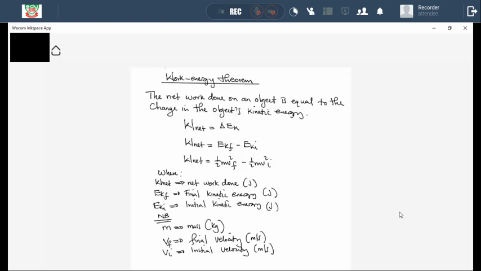So take note that when you calculate using these formulas, your mass is always supposed to be in kilograms, and your velocity is supposed to be in meters per second, so that you don't have confusion when it comes to the calculation. In our next slide, I'm going to do an example for you, using the work energy theorem to calculate whatever I'm supposed to calculate.